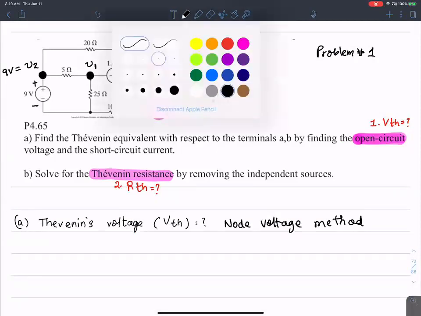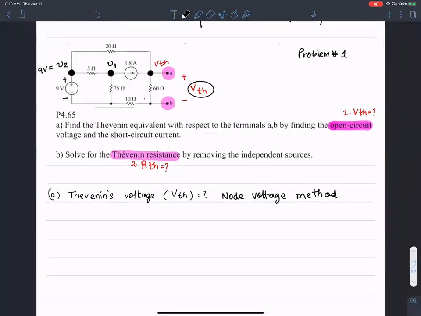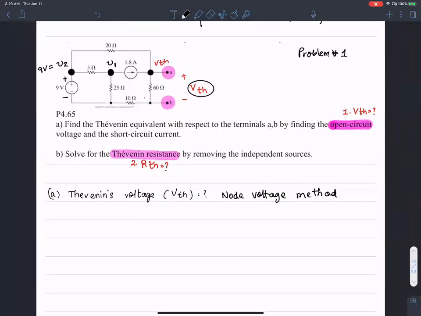Node voltage method. For the node voltage method, I start by writing KCL at different nodes. Let me start by writing the KCL at node V1. That's the node right here, node V1. Who can tell me the KCL at node V1?